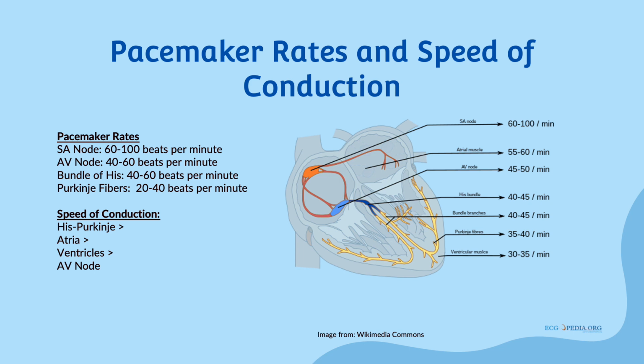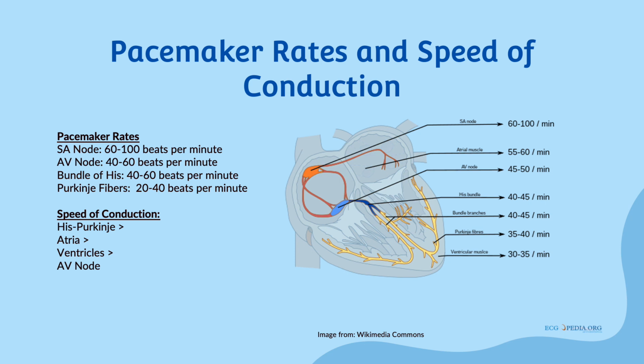The AV node is the second fastest at approximately 40 to 60 beats per minute. You also have the bundle of His, which is approximately 40 to 60 beats per minute as well. And last are the Purkinje fibers, which pace at about 20 to 40 beats per minute. Again, that's if they are left to pace on their own.